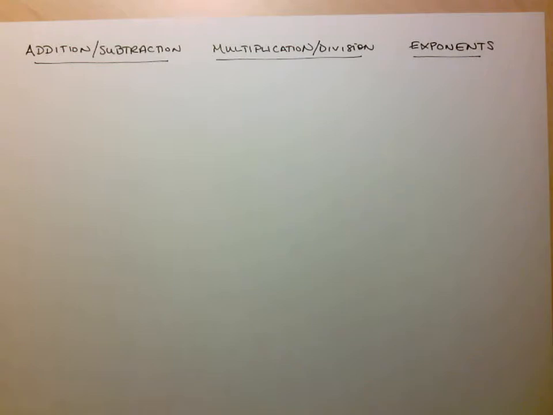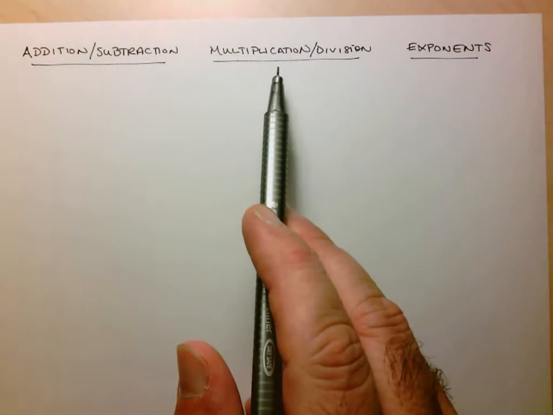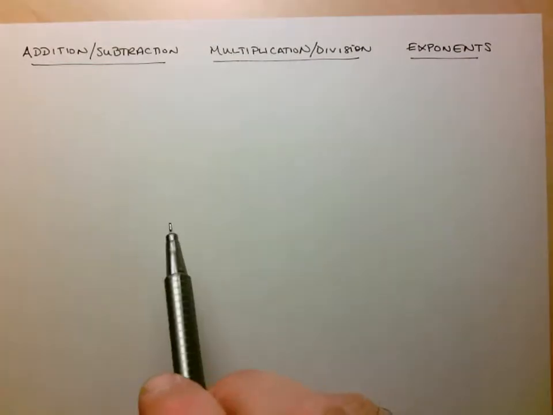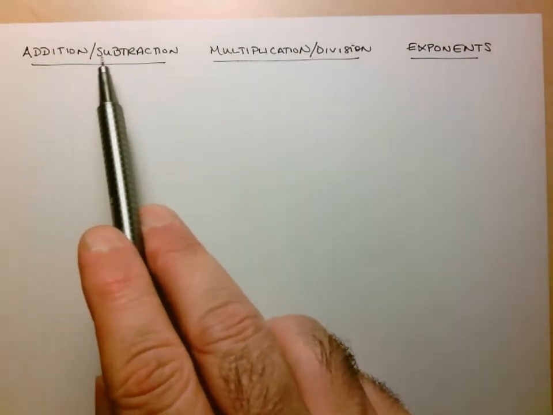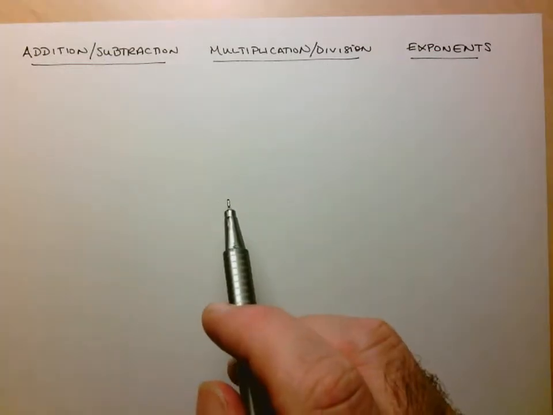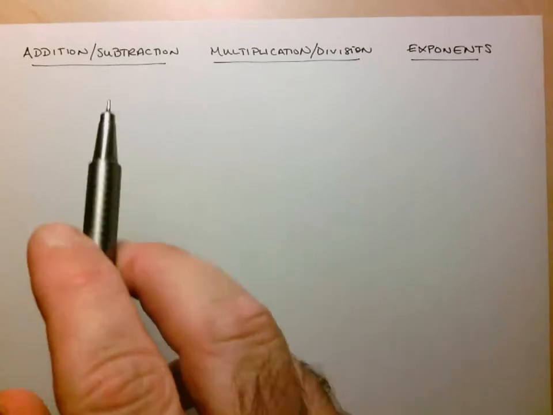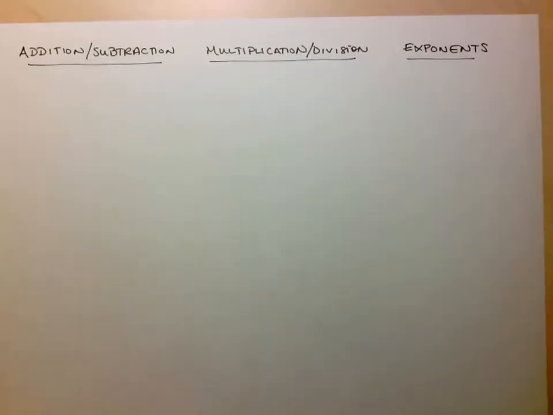Hi folks, we're going to do a quick review of operating with integers here. When we talk about operating with integers, what we're talking about is addition, subtraction, multiplication, division, and exponents. Notice here how I put addition, subtraction, and multiplication, division together. That's because those operations are common. In fact, you can think of subtraction as just adding a negative number.